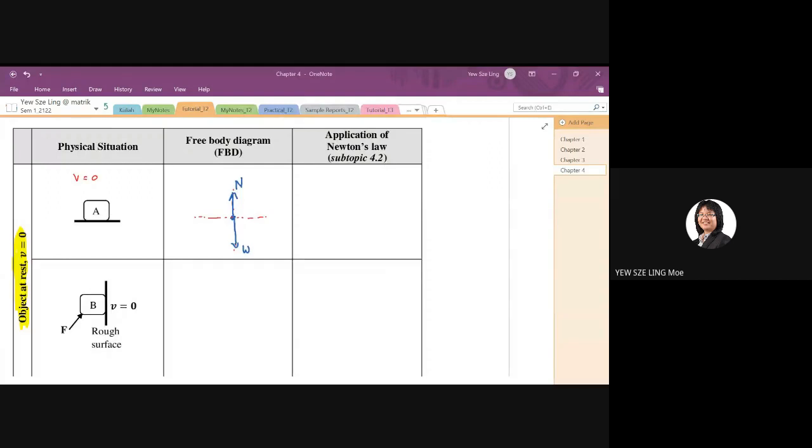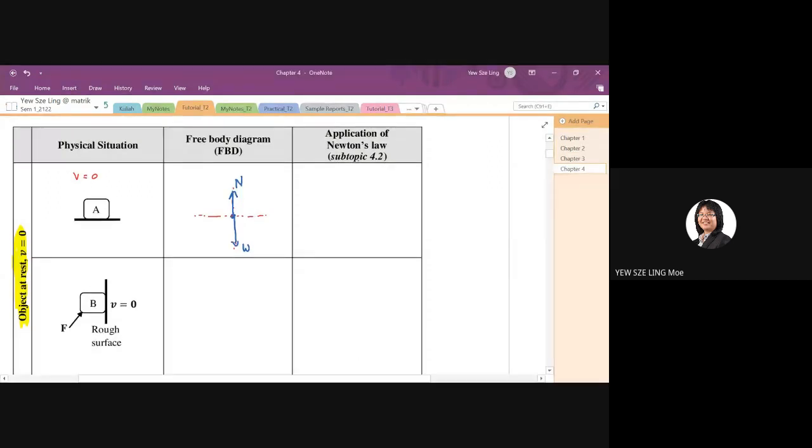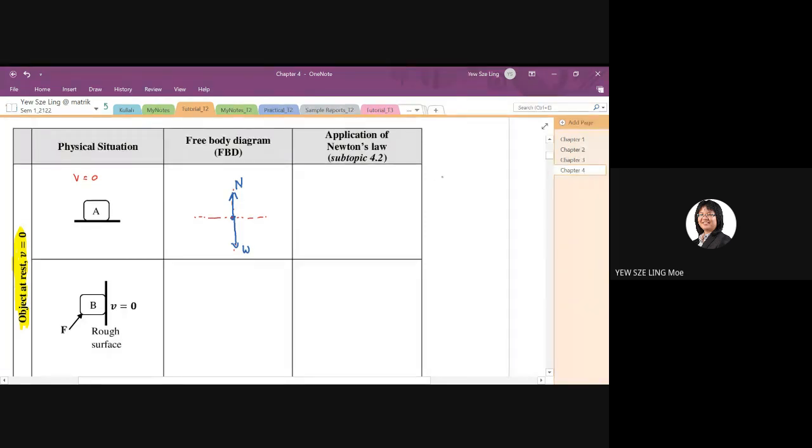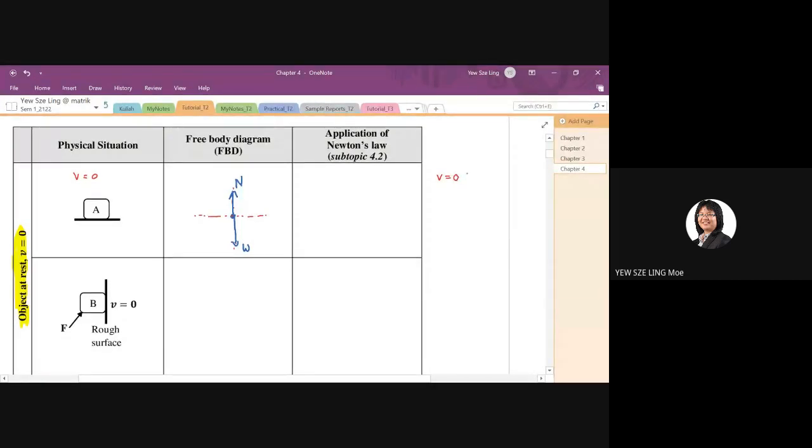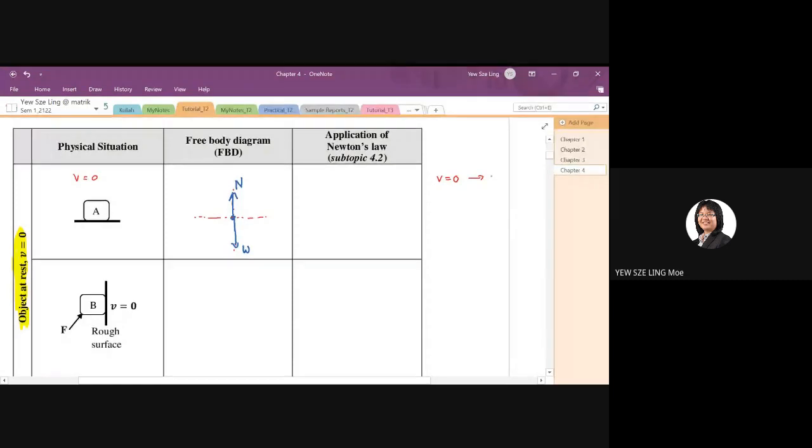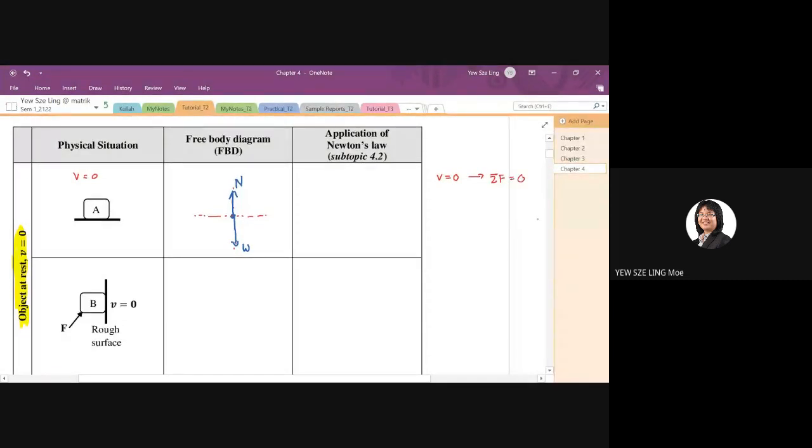And the answer, okay, how are we going to apply Newton's law? You look at the statement on the left-hand side. Object is at rest. So if you recall what we have learned in our lecture, if an object is at rest, it means V is equal to 0. When V equals 0, we apply Newton's first law. So Newton's first law, summation of F equals 0.